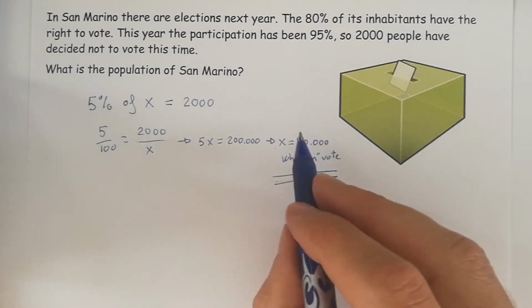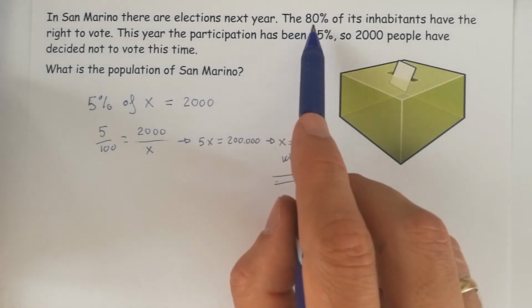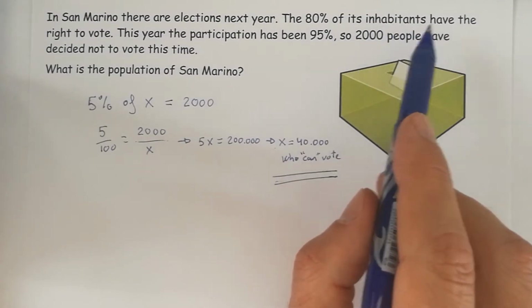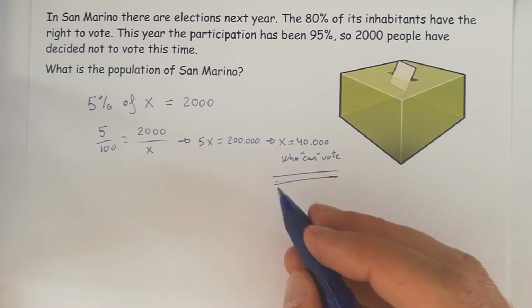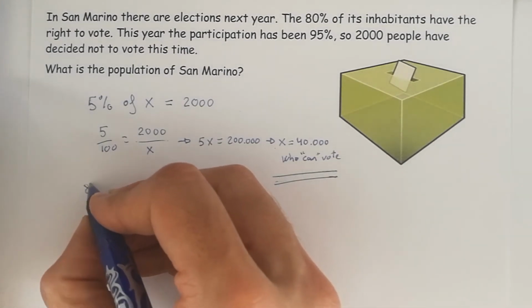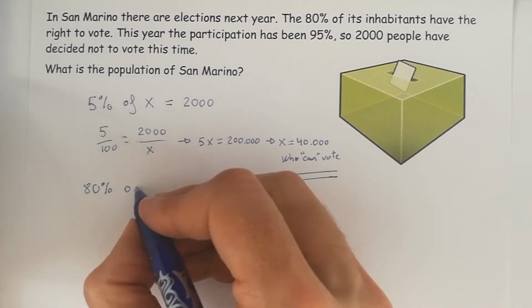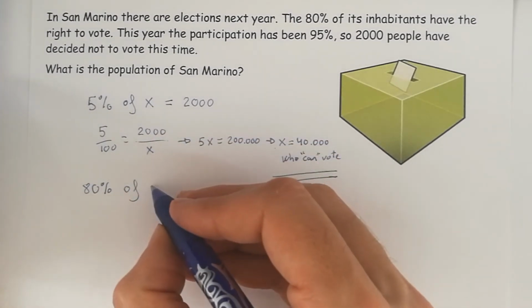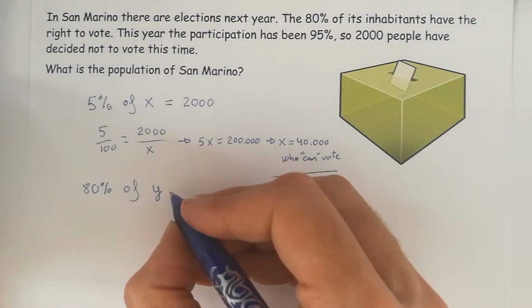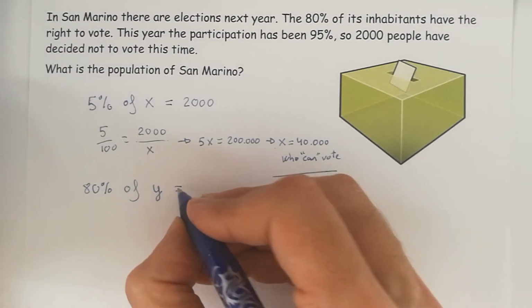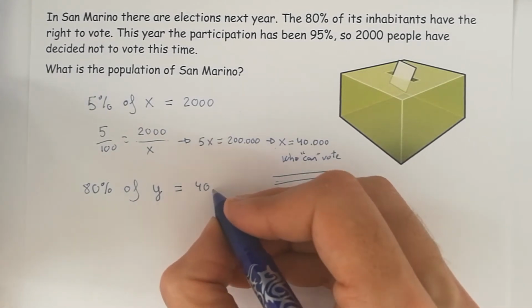Now that we have this amount of people, we know that the 80% of its inhabitants have the right to vote. So we can once again identify, this time it is direct, the 80% of a quantity we don't know, let's call it now y, the total people of San Marino, is the same as 40,000 people.